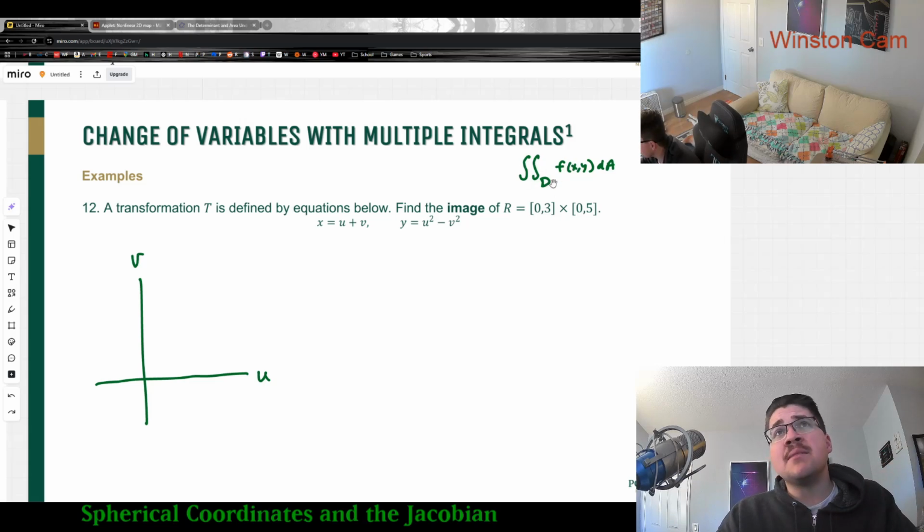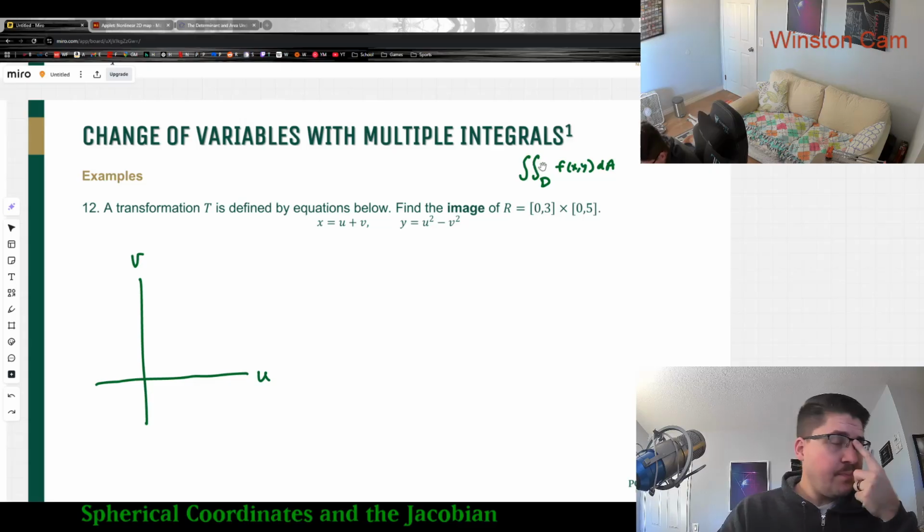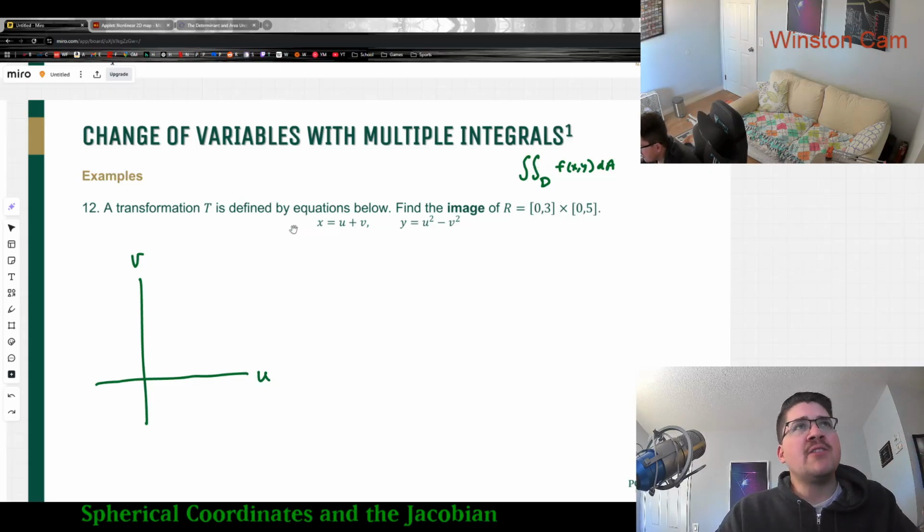And similarly, sometimes if our region D is non-rectangular, a transformation or a change in variables will simplify that. So in this problem, we're given a transformation defined by the equations x is equal to a function of u and v, u plus v, and y is also a function. This is what's called a nonlinear transformation, because these involve squares.